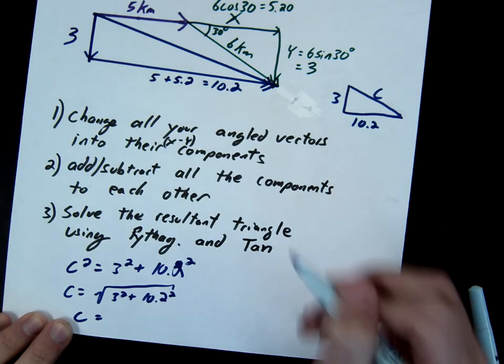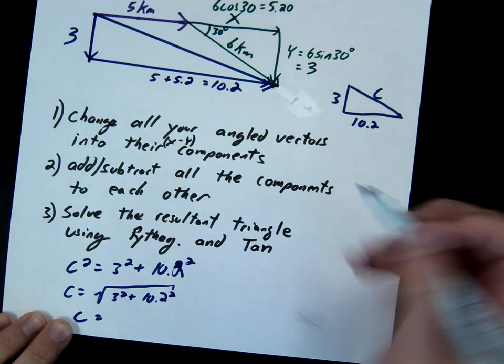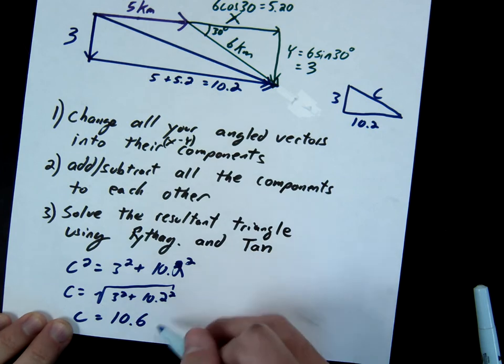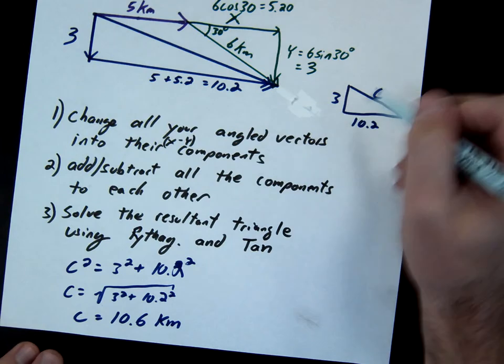It's going to be about 10.8 or something? 10.6? Remember, we do want to get our units back. This is kilometers. Okay. All right, and then here's our triangle.